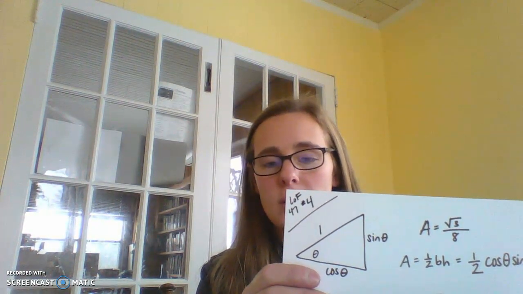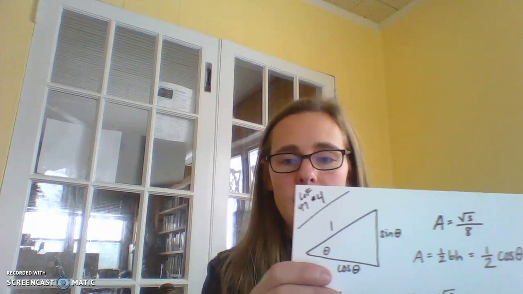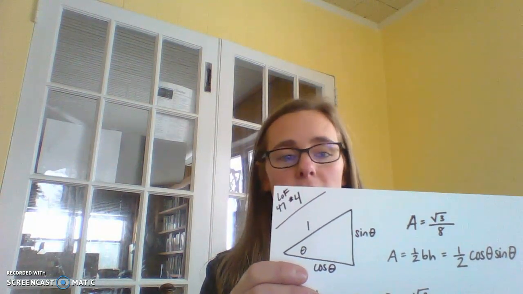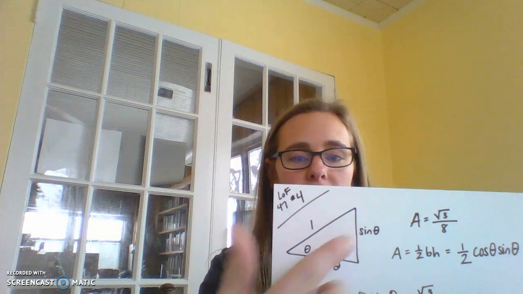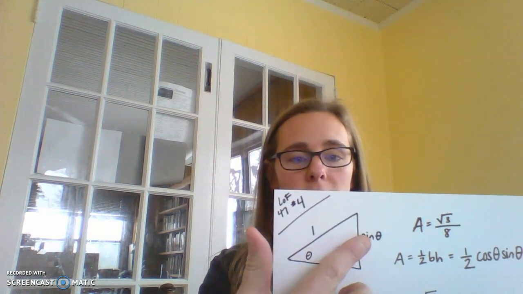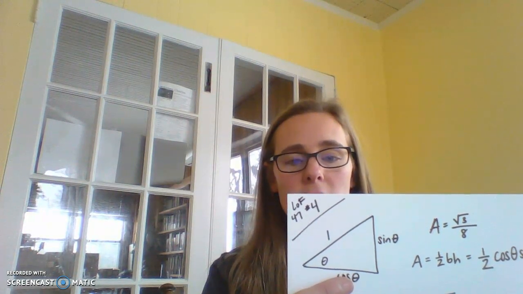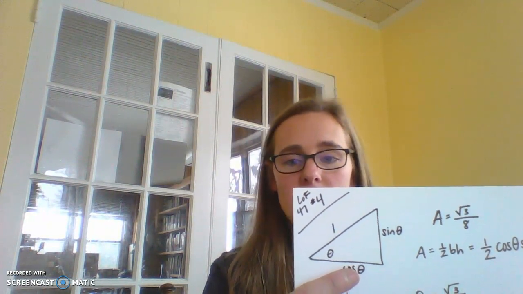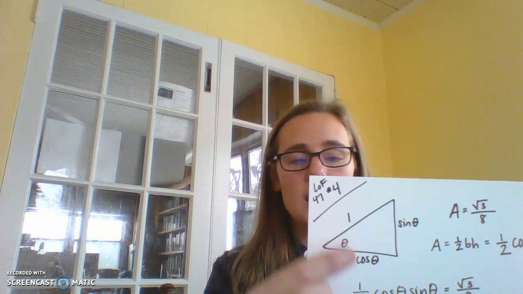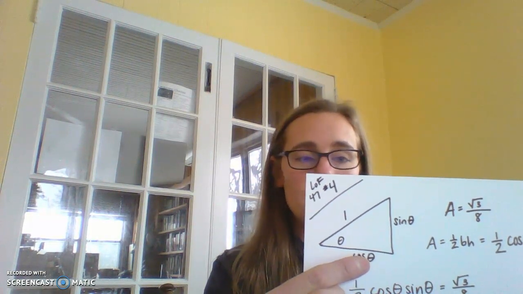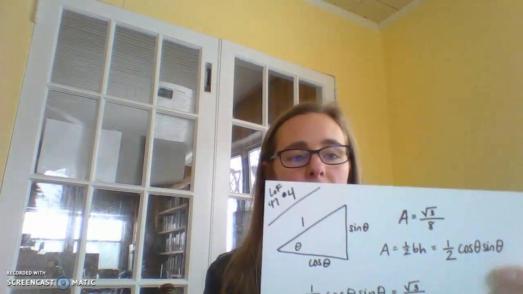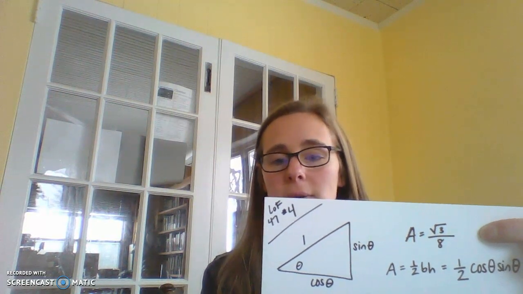So here's some of our given information. We have this triangle, and I went ahead and wrote in that this is the sine of theta, because it's the opposite over hypotenuse. Hypotenuse is 1, so this is sine of theta, this is cosine theta, because cosine of theta is adjacent over hypotenuse. Again, hypotenuse is 1. We're given that we want to find theta for when the area is root 3 over 8.